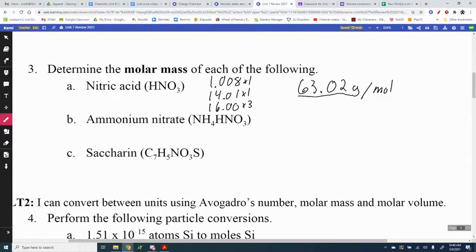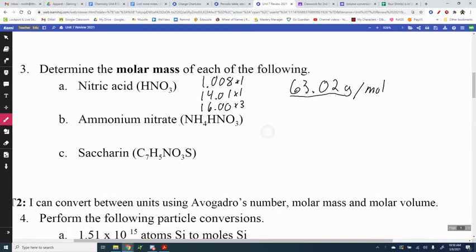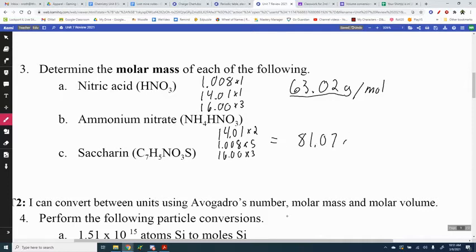Okay. Now, ammonium nitrate, NH4NO3. These are the same elements as our last one, so we don't even have to worry about looking them up. We have N, which is 14.01. We have H, which is 1.008. And we have O, which is 16.00. There are 2 N's, 4 H's, 3 O's. We multiply all those together, add them all up, and we get 81.07 grams per mole.